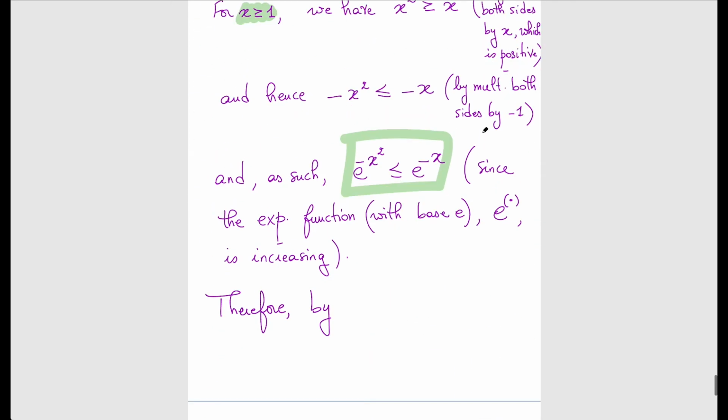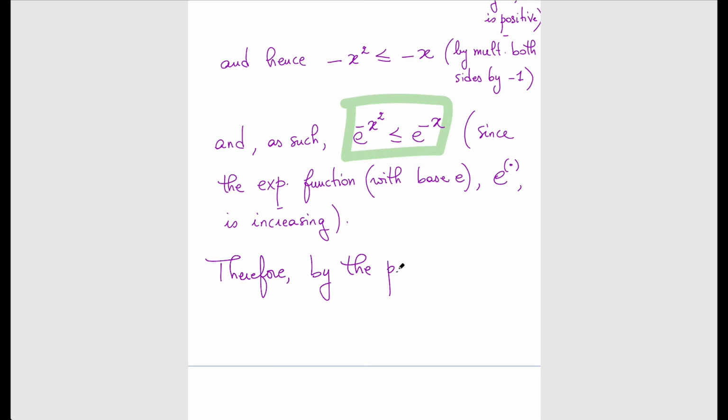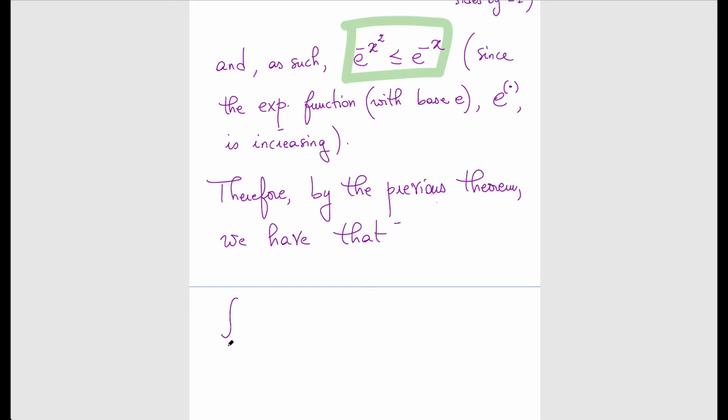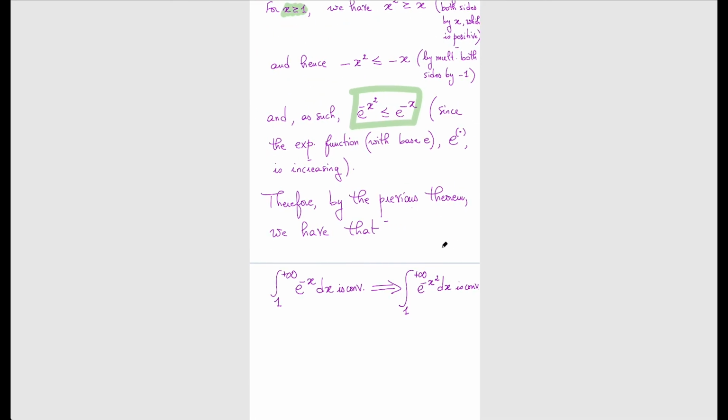So therefore by the previous theorem, we have that if the integral from 1 to infinity of e to power negative x dx, if the area under the top curve, which is e to the minus x in this case, is convergent, then the area under the bottom curve, so e to power negative x squared dx, is also convergent, correct? This is what the previous theorem states, correct?